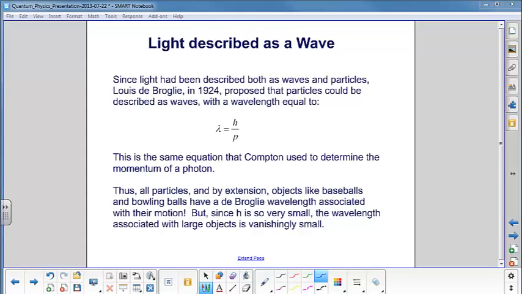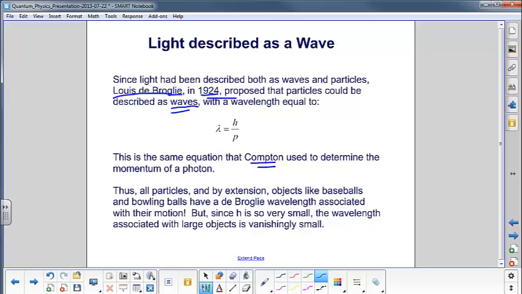Now, since light had been described both as a wave and as a particle, Louis de Broglie in 1924 proposed that particles such as electrons, neutrons, and protons could be described as waves. So they also would have a dual nature, and he said the wavelength would be Planck's constant over their momentum. Now that's the same equation we just showed a little earlier for the Compton shift. That's the momentum of a photon, right there.